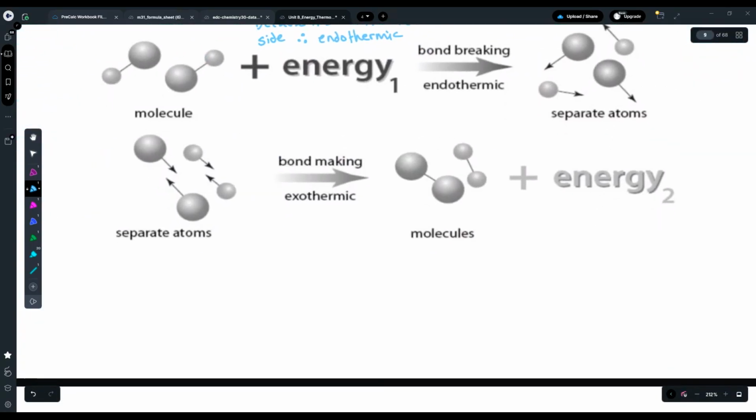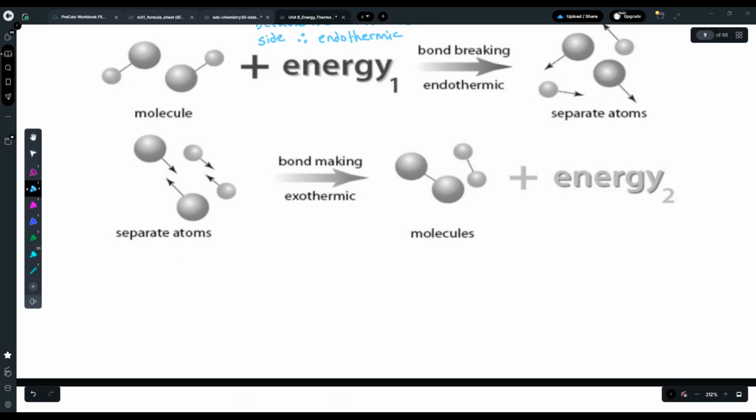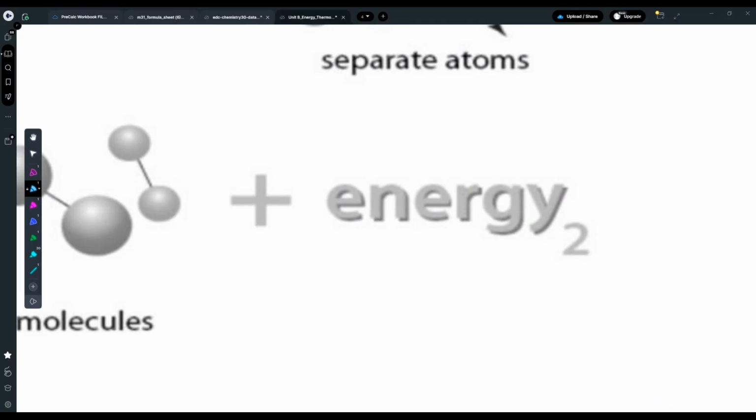Now in the second part, in order to form bonds, energy needs to be released. Now, this is showing energy being released because energy is a product, so energy is being produced from this system. Okay, and when your energy is a product, it is going to be lost. So, energy is lost. How we know it's being lost is because it's a product.